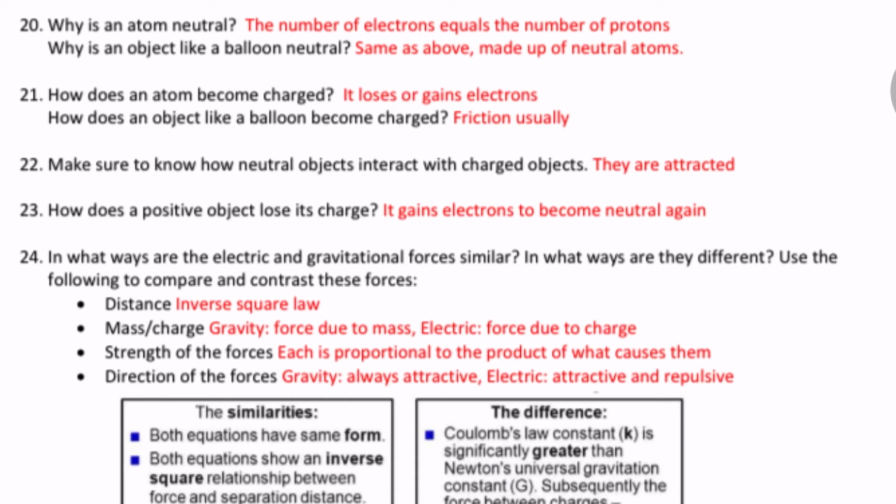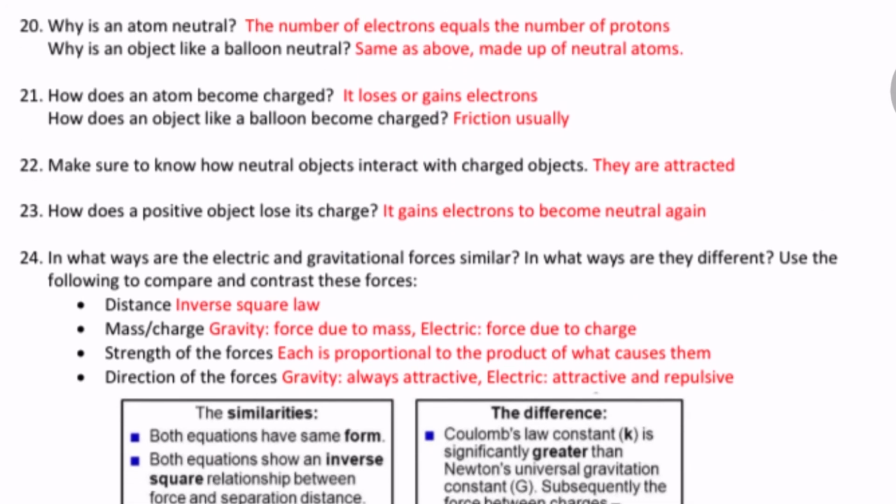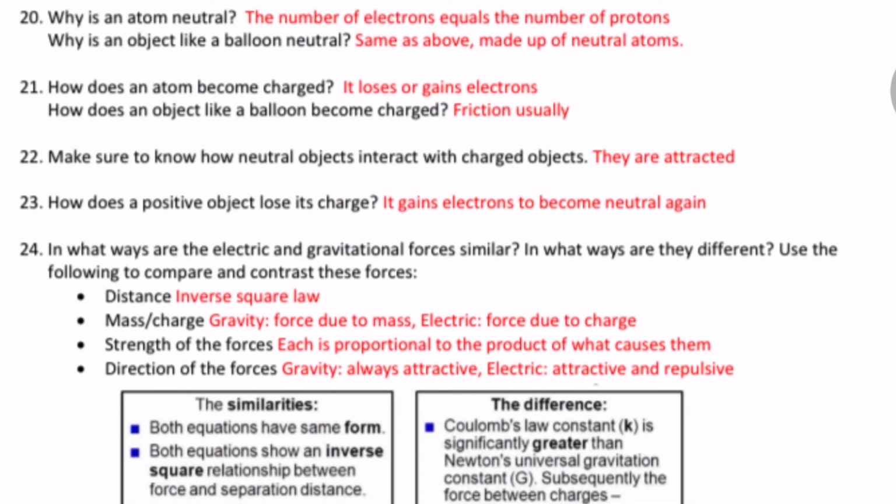And an object either becomes positively charged by losing electrons, or becomes negatively charged by gaining electrons, but never protons. Protons stay away in the nucleus. Why is an object like a balloon neutral? Because it's made up of neutral atoms, so basically the same number of electrons and protons.